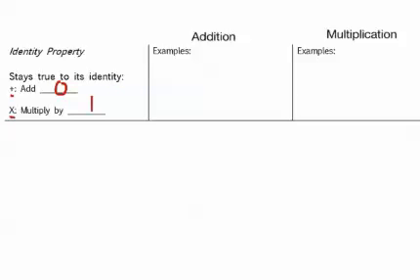So an example of that would be a plus 0 equals a. 0 comes in and tries to change a, but it is not successful. 3 plus 0 equals 3, another example. Okay, go ahead and where the star is, try to write your own example of the identity property of addition.